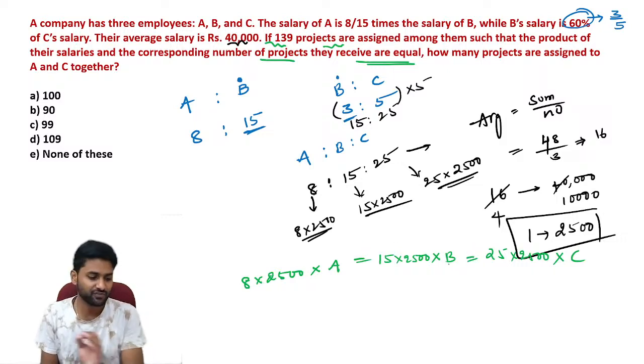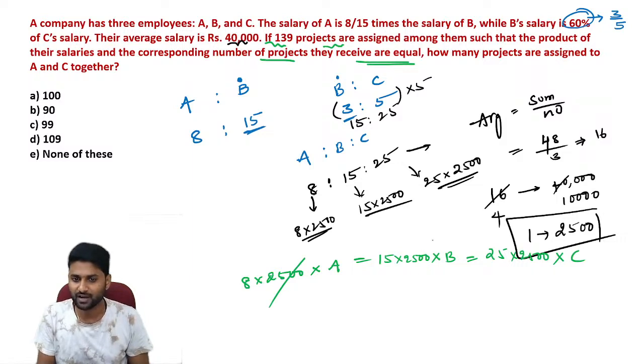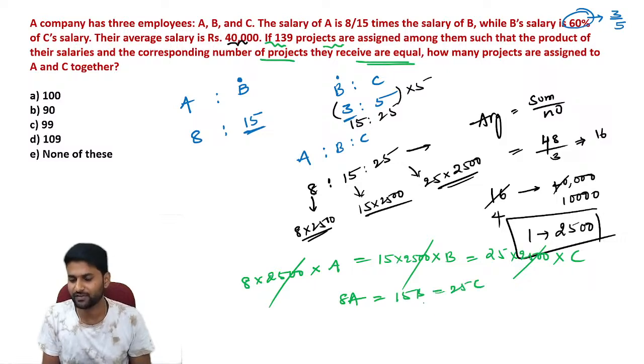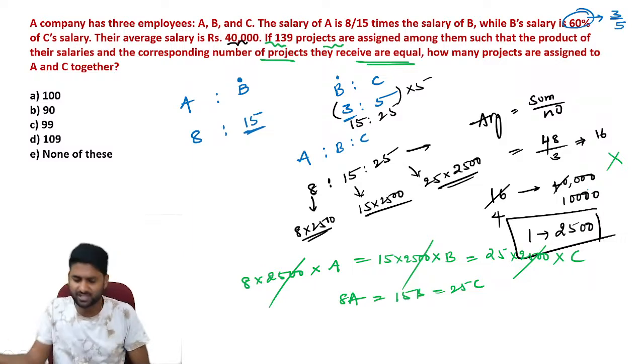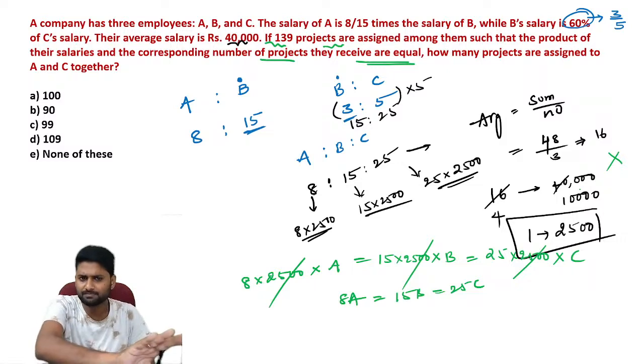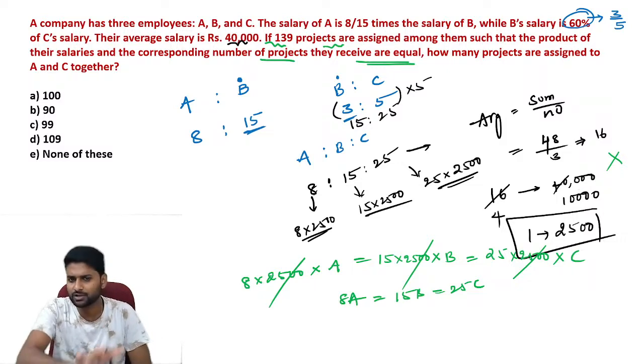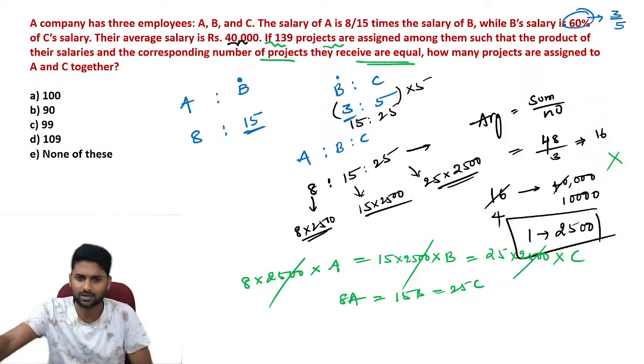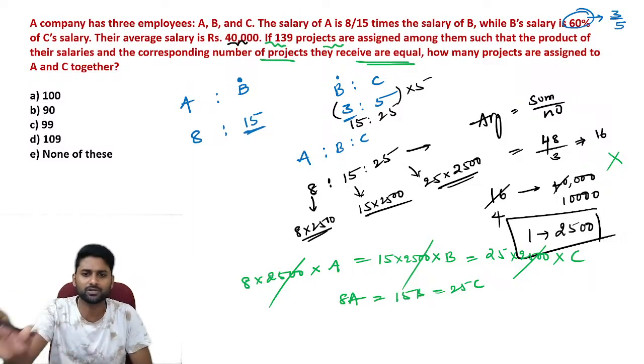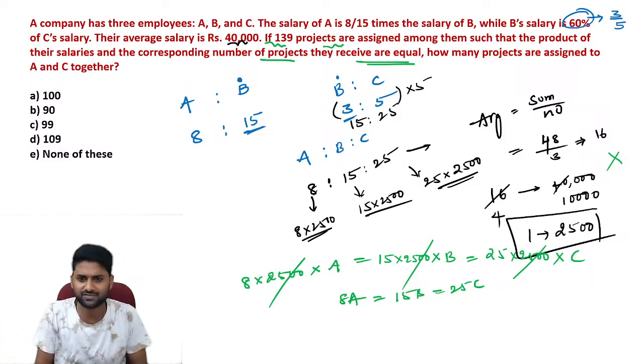Now it is an application of equal ratios. Now 2,500, 2,500, 2,500, which means 8A is equal to 15B is equal to 25C. It means, see guys, this calculation is not required. Why? Because our question is completely different. That's why try to eliminate this calculation. The question is not at all related to the amounts of individual persons. The question is all about how many projects A, B, C got. That's why you can eliminate this calculation.